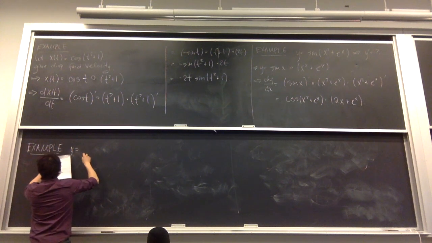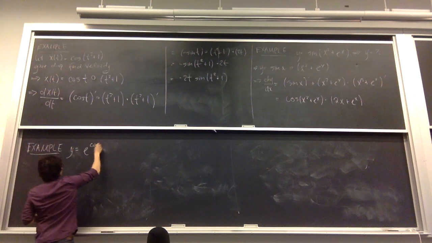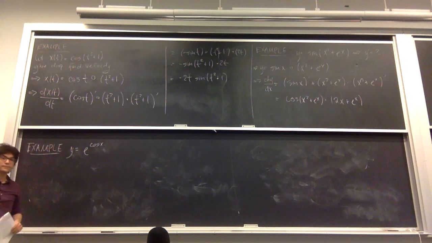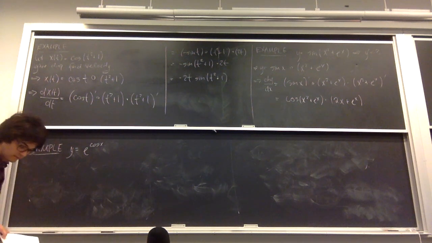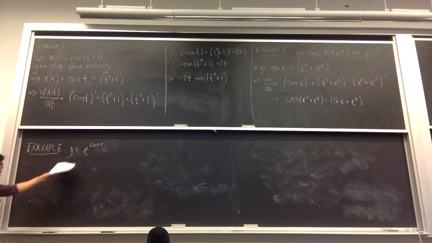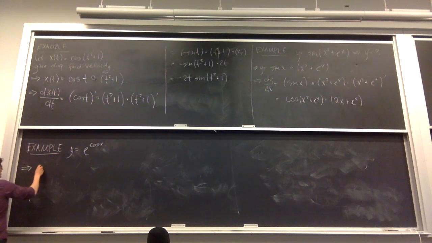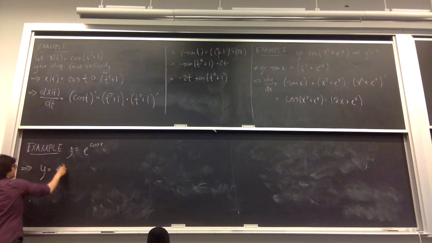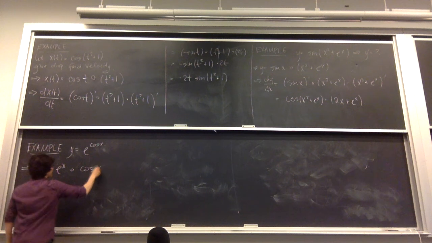Y is equal to e to the cos x. Are you talking about the dy by dx line? So what two functions do we have here that are composed together? Yes, miss? E to the x and cos x. Okay, so y is e to the x composed with cos of x.